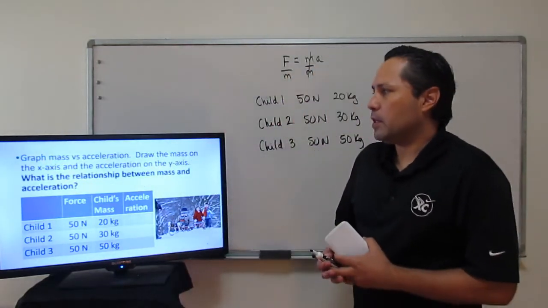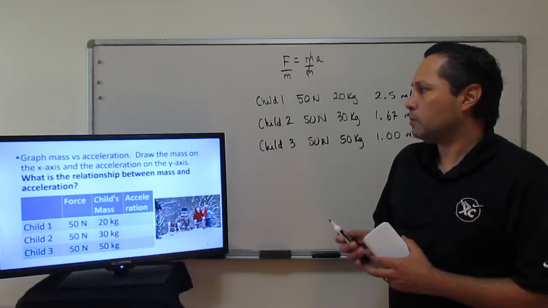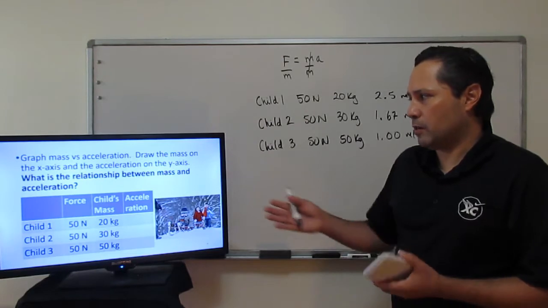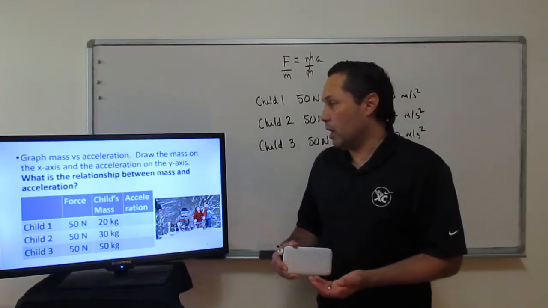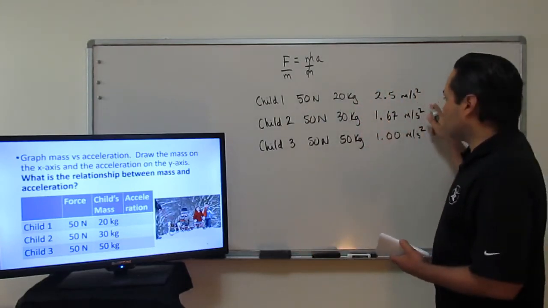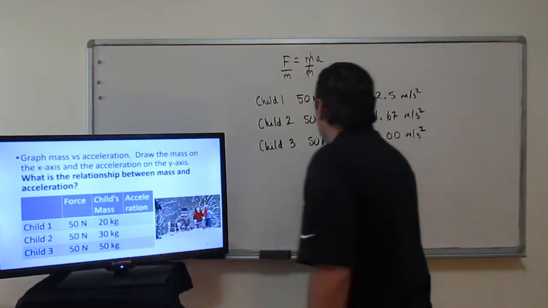In this one, they want us to graph the mass versus acceleration. Draw the mass on the x-axis and the acceleration on the y-axis, and again they ask what the relationship is. One more time, we know what it is: as the mass increases, the acceleration is going to decrease. So that's the answer to that question. But let's go ahead and graph it.